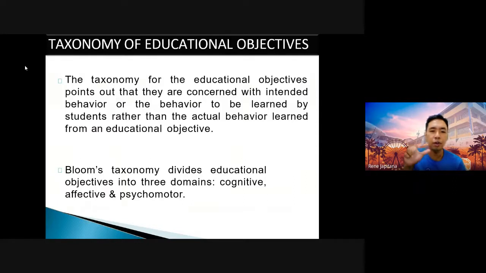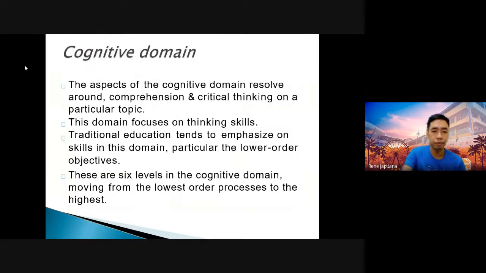I repeat, there are three educational objectives, three domains. As I always state, cognitive is all about the knowledge, the mind; affective, the emotions, the values; psychomotor, the actions, the skills. So let's start with the cognitive, the knowledge base. The cognitive domain revolves around comprehension and critical thinking on a particular topic. This domain focuses on thinking skills. So it's all about the mind.